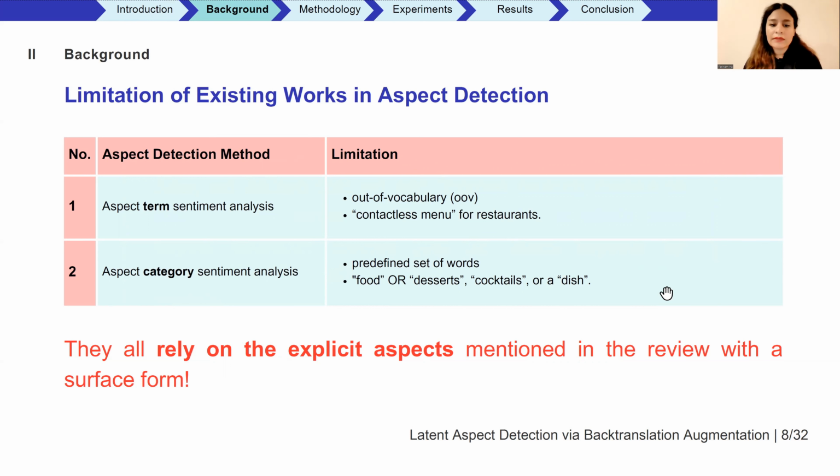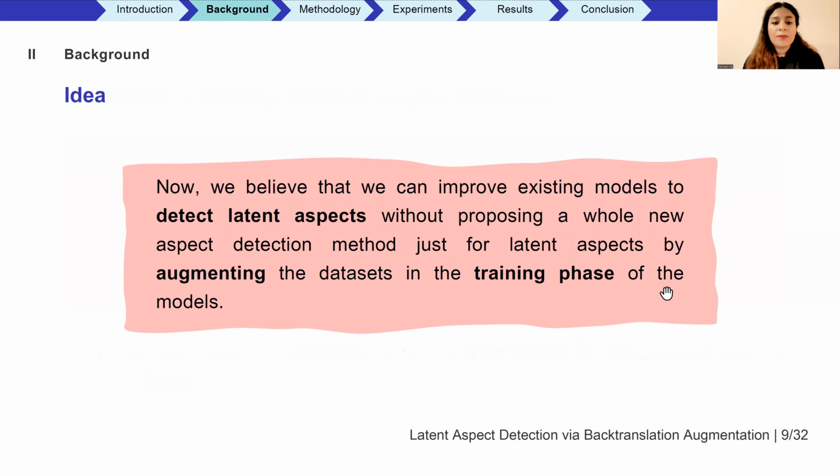So, for instance, while a category detection model may offer general labels like food, it falls short when restaurants need precise insight to discern whether customers are discussing desserts, cocktails, or dishes. And all of these aspect detection models rely on the explicit surface form of aspects, and they cannot find the latent ones. So we believe that we can improve the existing models, without proposing a new model, for finding the latent ones. And we believe that we can do this by augmenting the datasets in the training phase of the models.